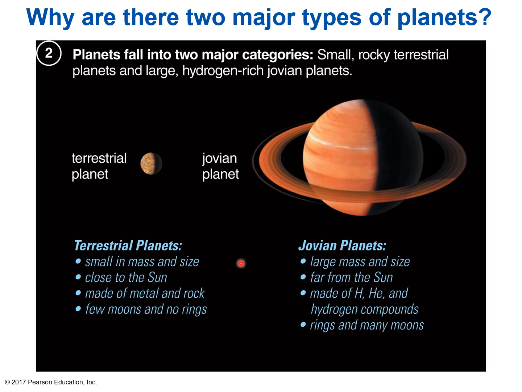The terrestrial planets are relatively small in mass and size. The Jovian planets are large in mass and size. The terrestrials are the 4 closest planets. The Jovians are the 4 farthest planets from the sun. The terrestrials are made of metal and rock primarily. The Jovian planets are made primarily of hydrogen, helium, and hydrogen compounds. The terrestrial planets have few, if any, moons and no rings, and the Jovian planets have rings and many moons.